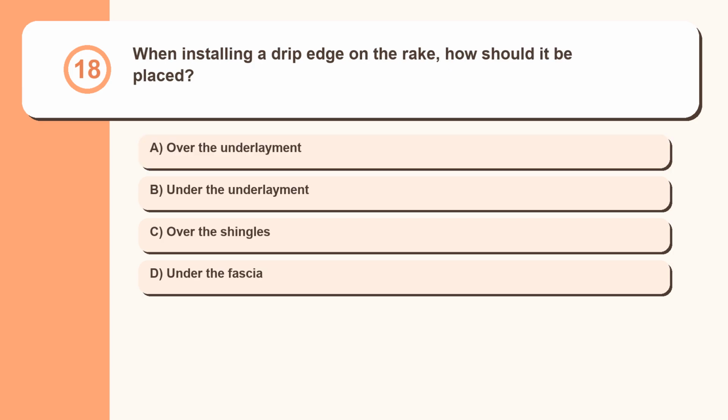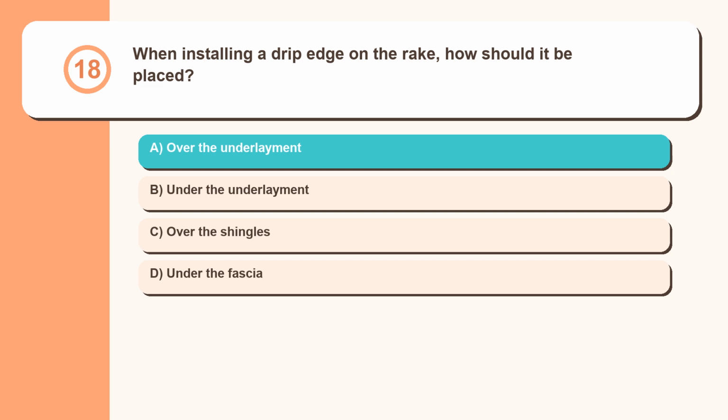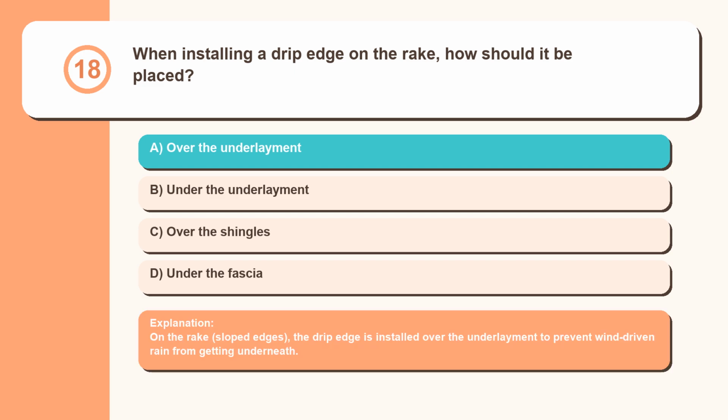Question 18. When installing a drip edge on the rake, how should it be placed? Over the underlayment, under the underlayment, over the shingles, under the fascia. On the rake, the sloped edges, the drip edge is installed over the underlayment to prevent wind-driven rain from getting underneath.